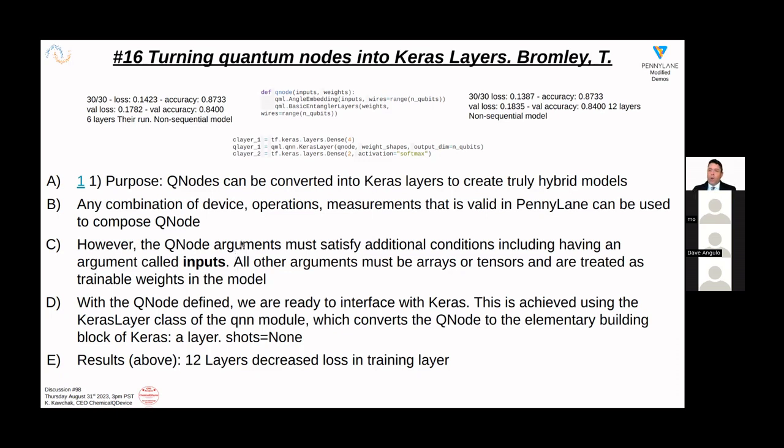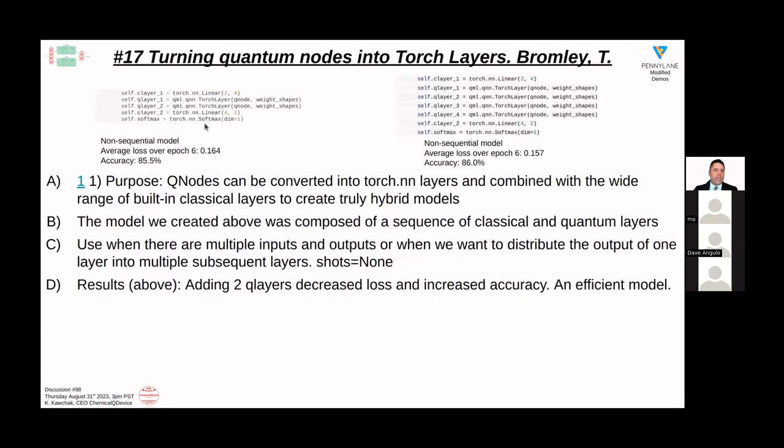So on the Torch one, I think it's a little bit more streamlined. And so this is 16, and then 17 is with Torch. With the Torch one, I added 2 more quantum layers. So you can see here, they start off with C layer 1, Q layer 1, Q layer 2, C layer 2. And then I added 2 additional. So I now have a Q layer 3 and a Q layer 4.